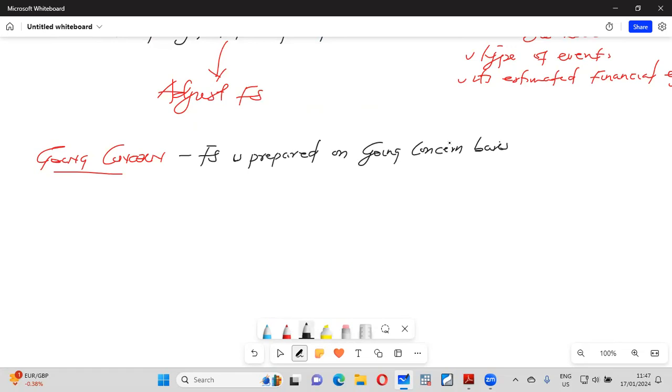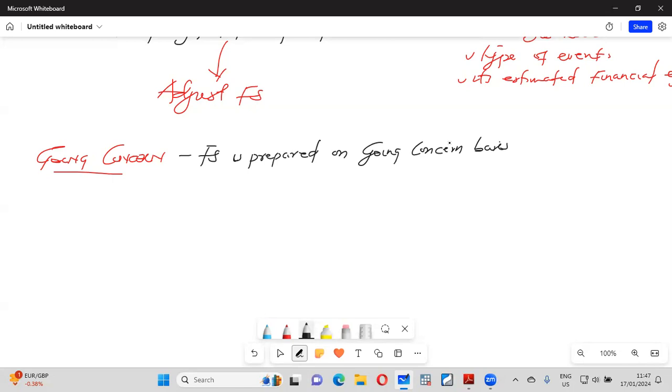What is going concern? That the company will operate for the foreseeable future and management have no intention of what? Ceasing it. Now, the management must decide, are they liquidating? Are they ceasing their operations? If they are, then fine. It means they have to do a breakup basis of financial statement.